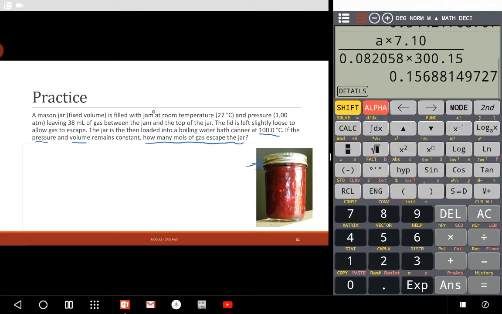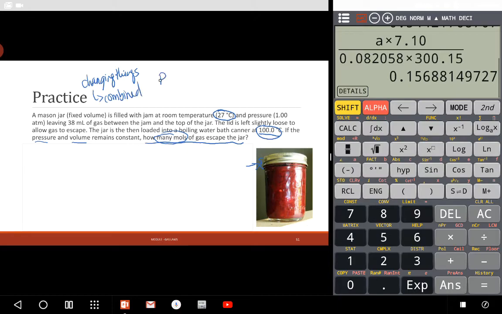Go ahead and pause the video and try to work this out on your own. Unpause the video when you are ready to continue. Okay, so we do see that things are changing. We are changing temperature and we are changing moles because it's asking about moles. And so that means we should use the combined gas law.